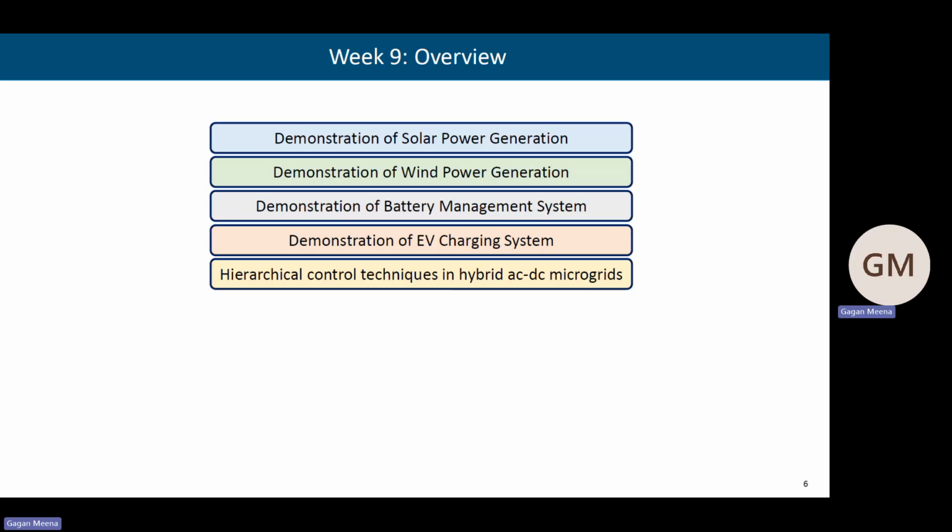In this week, the demonstration was for solar power generation, wind power generation, battery management system, EV charging system, and hierarchical control techniques in the hybrid AC-DC microgrid. The last topic we have already covered in the previous weeks, so it would be repetition and we won't go into details. For the above four topics, we have studied the theoretical aspect, for example for solar power generation.